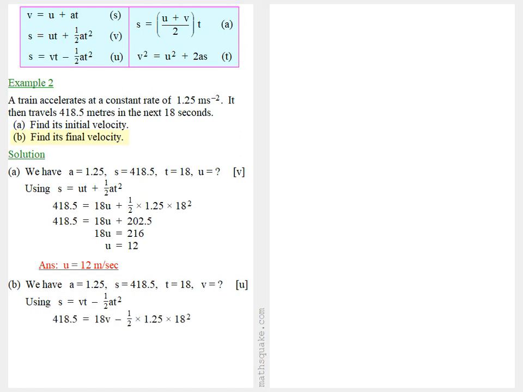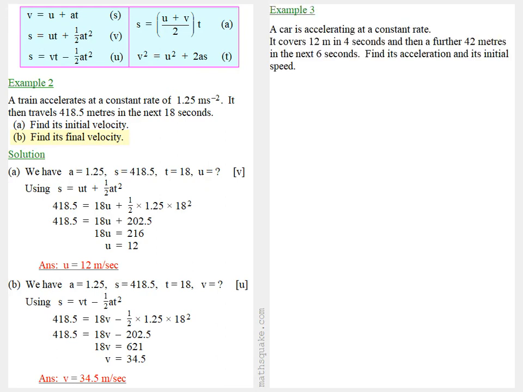Now s is 418.5, t is 18, so 418.5 is equal to 18v minus a half times 1.25 times 18 squared, which gives us 418.5 is equal to 18v minus 202.5, or 18v is equal to 621. Dividing by 18, we get v is 34.5, and so the final velocity v is 34.5 meters per second.